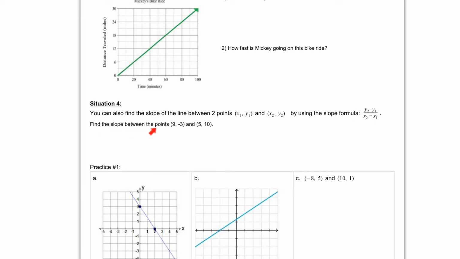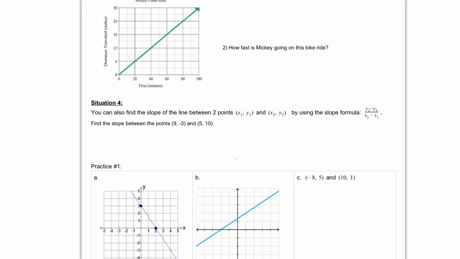So if we want to find the slope between these 2 points, we can first start by labeling the points. The x coordinate is the first one in the first point, so this would be x sub 1, and the negative 3 would be y sub 1. So the x and the y in the first point. That little 1 and that little 2, those subscripts, just indicate first point versus second point. Then our second point, we have 5 and 10. The 5 is the x coordinate of the second point, and the 10 is the y coordinate of that second point.